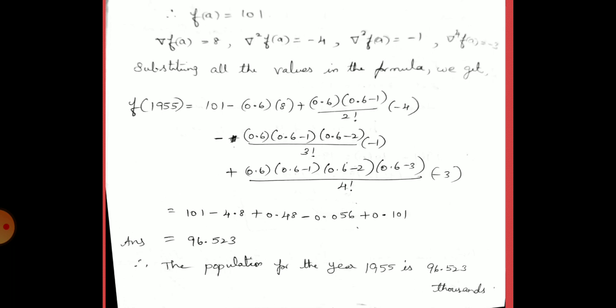So substitute all the values here, and then simplify each term. After that you can do the addition or subtraction and get the answer as 96.523. So the population of the year 1955 is 96.523 thousands.